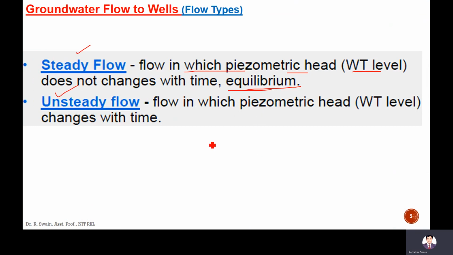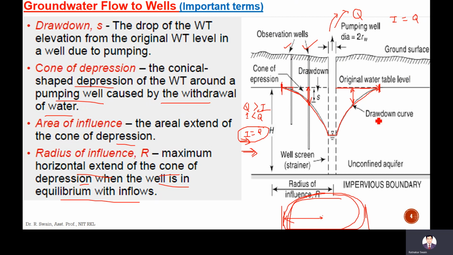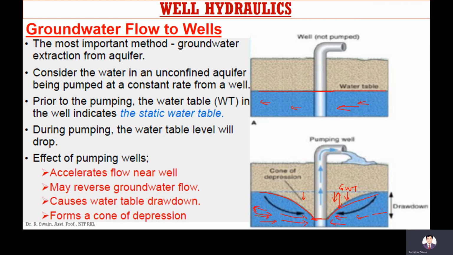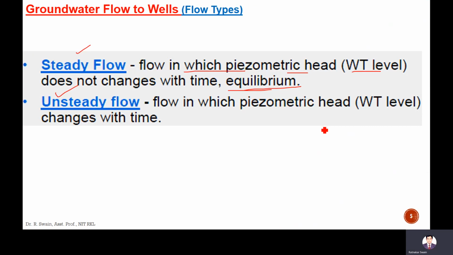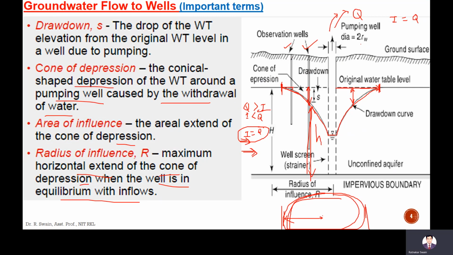That means the well attains the equilibrium condition, and the piezometric head does not change. If you insert a piezometer at these observation wells, this depth of water at that point is called piezometric head. So this piezometric head will not change. Unsteady flow is the flow in which the piezometric head changes with time. So remember, when the pumping starts, first there will be unsteady flow.